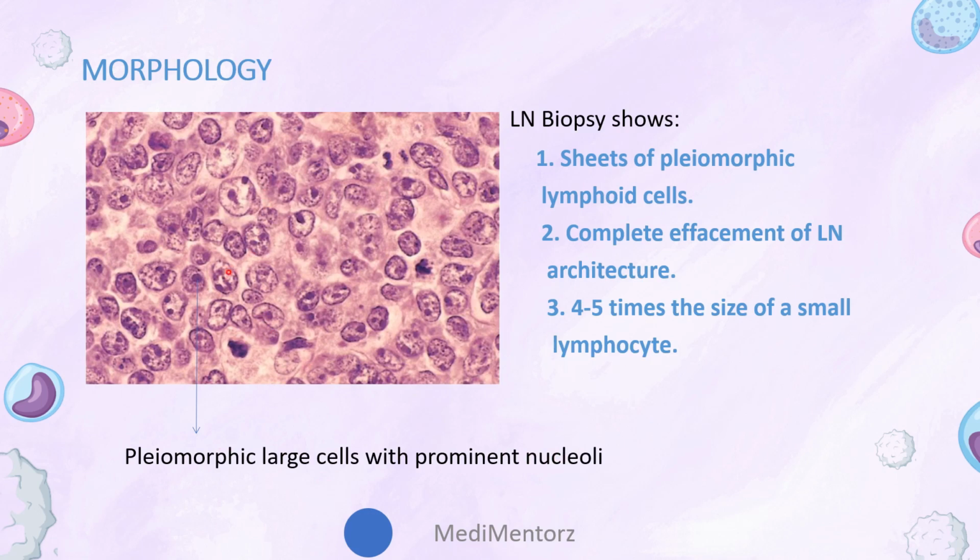Okay, here you can see there are so many lymphoid cells having irregular shapes. That's why we are calling it pleomorphic, having prominent nuclei. And here you can clearly see the size of the lymphocyte is very large. So that's why we are calling it diffuse large B-cell lymphoma.